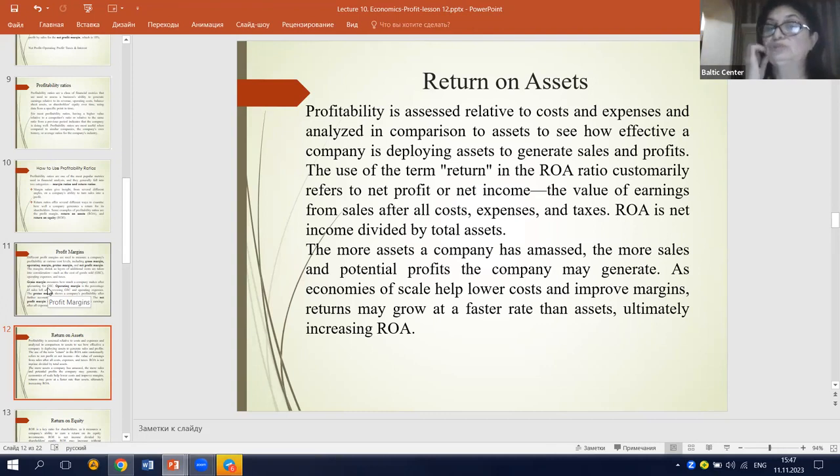So they use the term return in the return on assets ratio customarily refers to the net profit or net income and the value of these earnings from sales after all costs, expenses and taxes. Значит, здесь вычитываются все издержки, все, скажем, расходы, операционные расходы, да, и налоги. So return on assets is net income divided by the total assets.